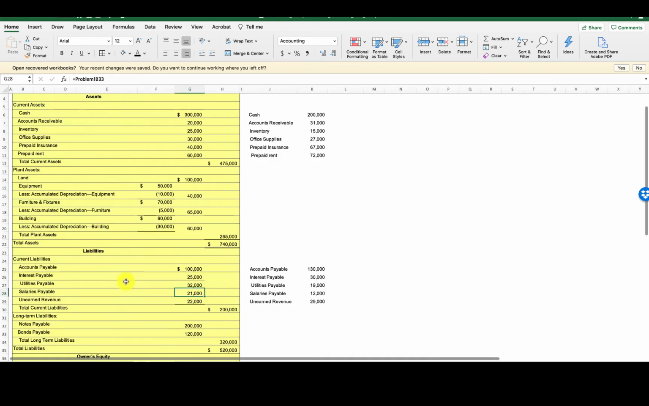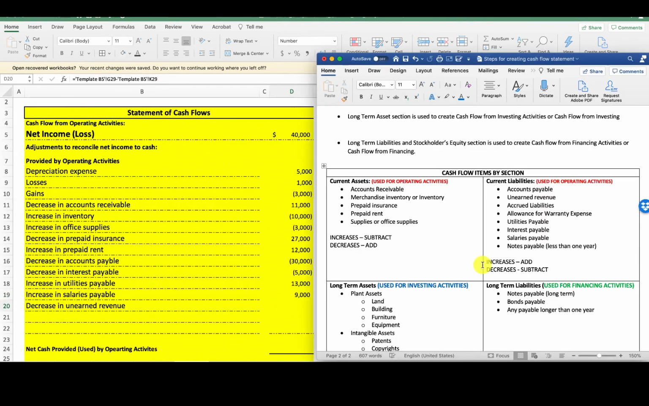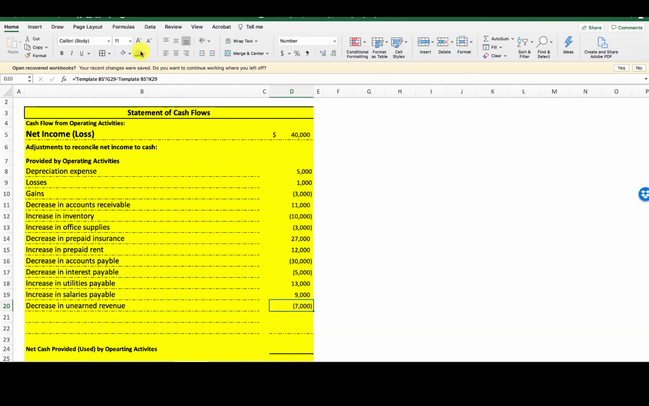And then the last item is unearned revenue, which was 29,000 in 2019. It went to 22,000. So that's a decrease of 7,000. So I'm going to go in here. What do we do with a decrease? If it's a decrease in current liabilities, we subtract. Okay, and then there's no more current liabilities.